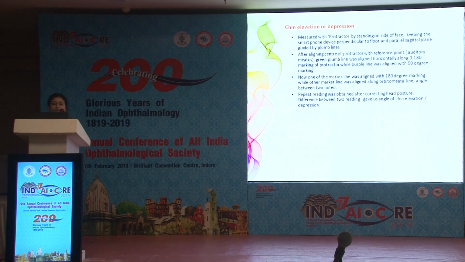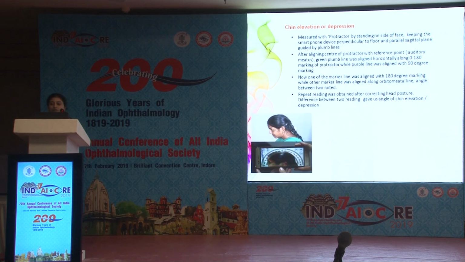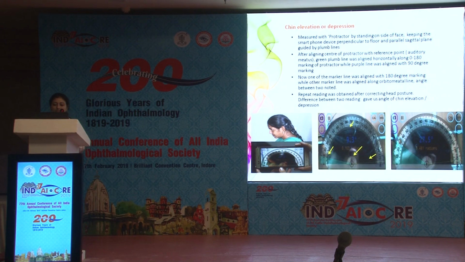For chin elevation or depression, it is again measured with the protractor app by standing on the side of the face and keeping the smartphone device perpendicular to the floor and parallel to the sagittal plane, guided by plumb lines. After aligning the center of the protractor with the reference point, that is the external auditory meatus, the green plumb line was aligned horizontally along 180 marking on the protractor, while the purple line was aligned with 90 degree marking. Now one of the marking lines was aligned with 180 degree marking, while the other marking line was aligned along the orbitomeatal line, that is the line between the tragus and external canthus. This angle between these two lines gave us one reading. The reading was repeated again after correcting the head posture. The difference between these two gave us the chin elevation or depression.